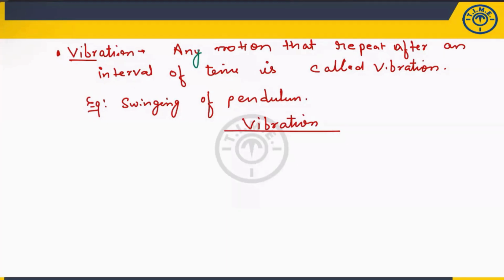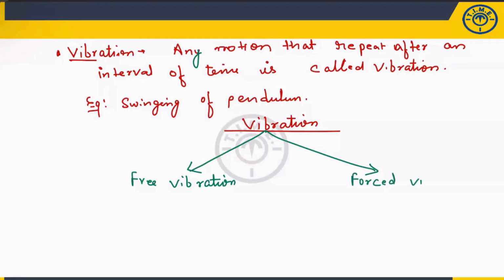So vibration is basically classified into two categories. One is the free vibration, and the second one is the forced vibration. This free vibration and forced vibration can be an undamped vibration or damped vibration, which I will discuss later on. But first of all, you should understand what we mean by free vibration.